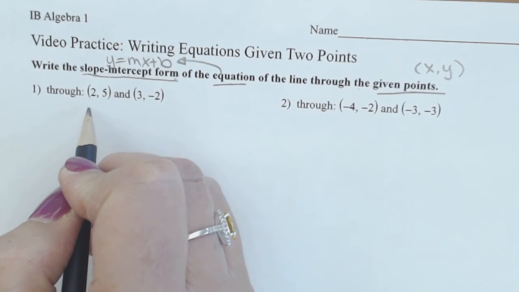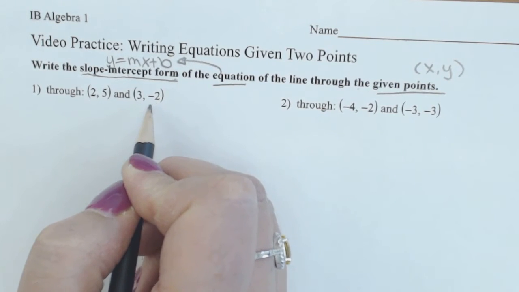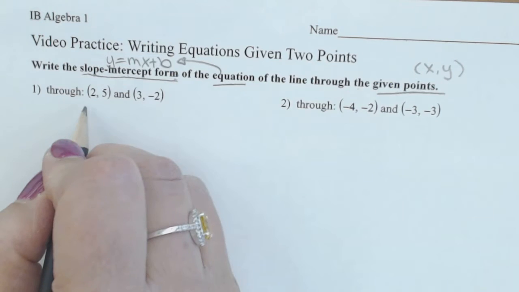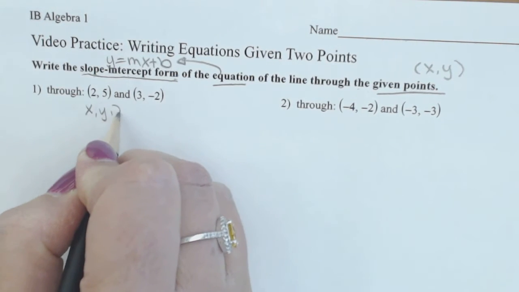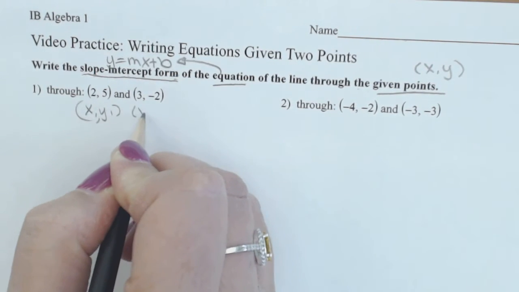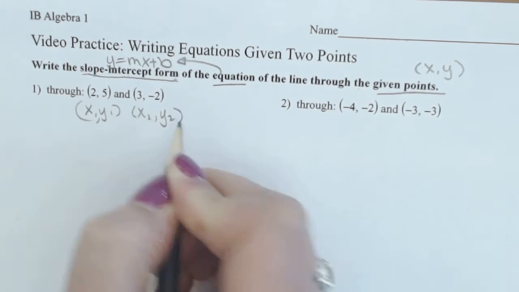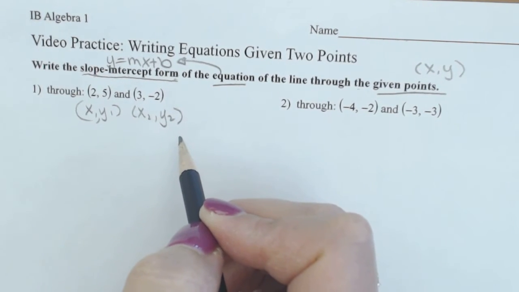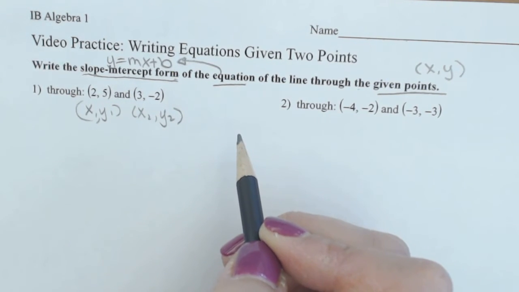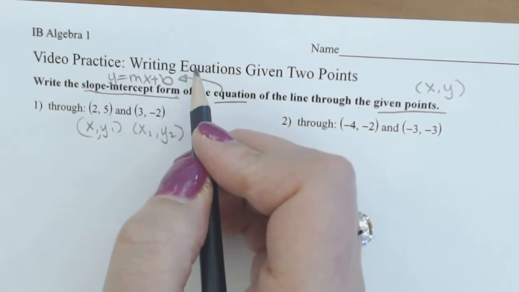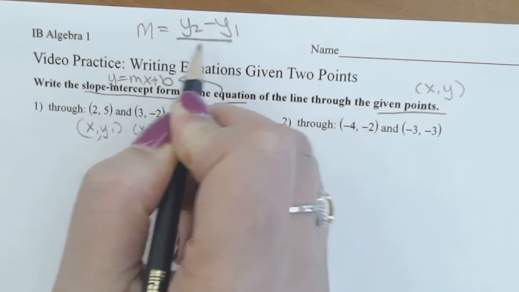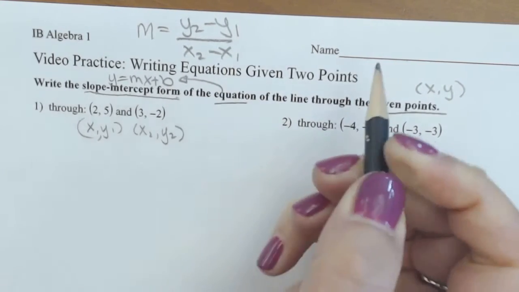Number 1 says through 2, 5, and 3, negative 2. So there's a line that goes through these 2 points, and we need to find its name, which is its equation. Here's x1, y1, and I'm just going to be annotating this a little bit, x2, y2. Just had to label those. And let's go to our ISN, and step 1 says use the slope formula to calculate slope. Now remember, our slope formula is y2 minus y1 over x2 minus x1.